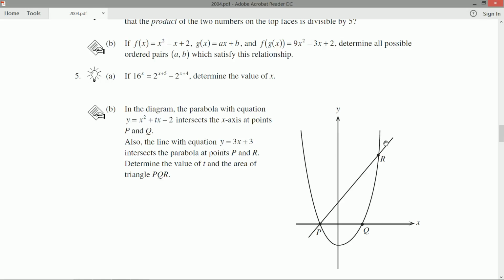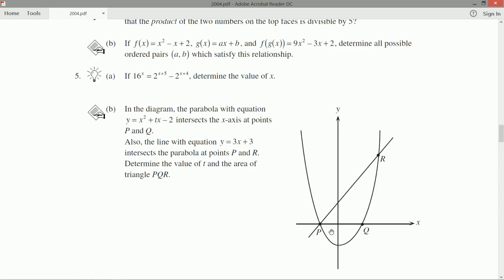I don't quite know where R should be, but I do know that P and Q are both on the x-axis, so they have a height of y equals 0. So if I plug y equals 0 into our line equation, I can probably figure out where P should be, and maybe from there figure out t. Anyways, what's the question actually asking us? Determine the value of t and the area of triangle PQR.